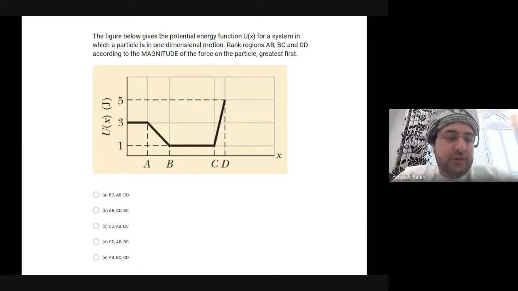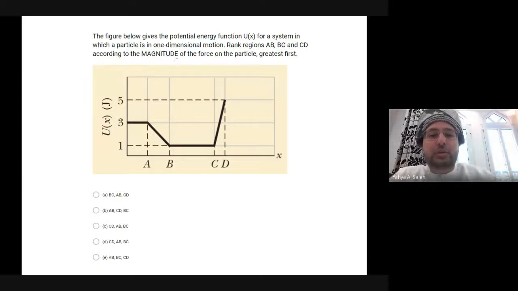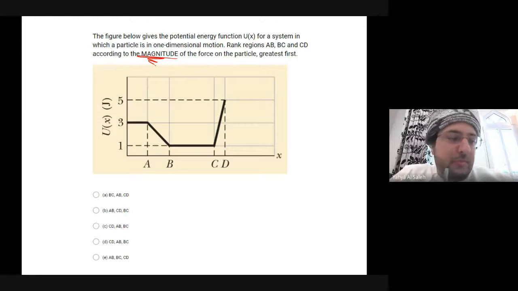Let's see if we have understood this. The figure below gives the potential energy function U of x for a system in which a particle is in one-dimensional motion. Rank regions AB, BC, and CD according to the magnitude of the force on the particle, greatest first, so from biggest to smallest.